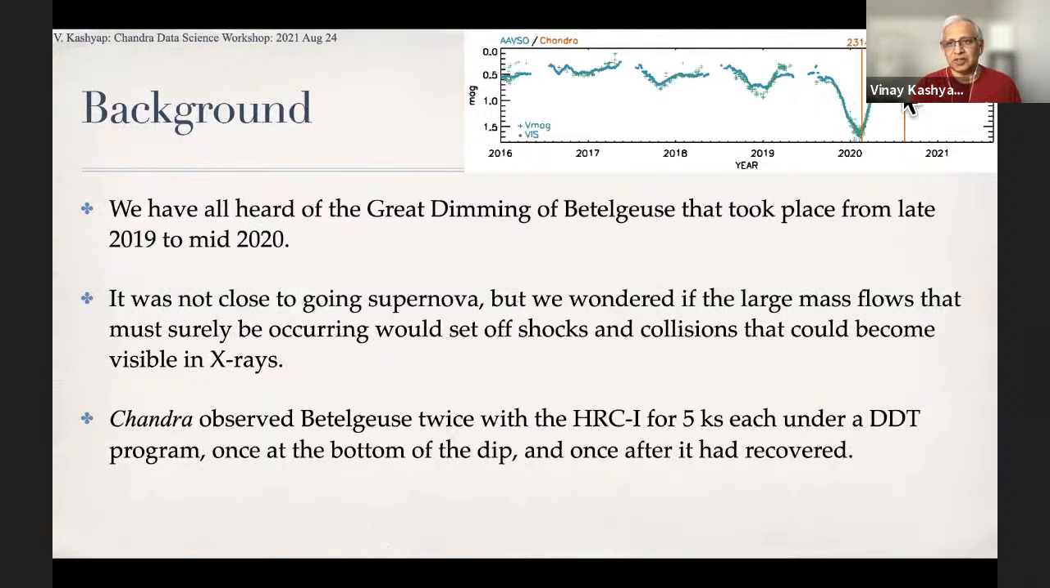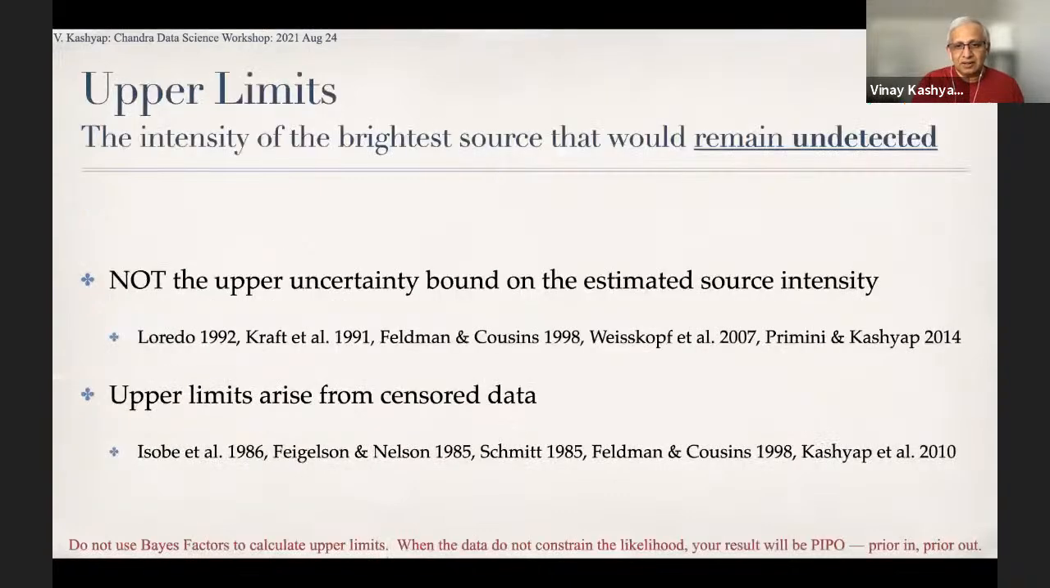And these are the vertical bars that are plotted on this light curve. And not to keep you in suspense, no signal was seen. Of course, just because there's no signal doesn't mean that you stop working on it. What that means is that we have to put upper limits on it. When I say upper limits, I have to be clear about what we mean. I mean the intensity of the brightest source that would still remain undetected, or conversely, the intensity of the dimmest source that would be just barely detected.